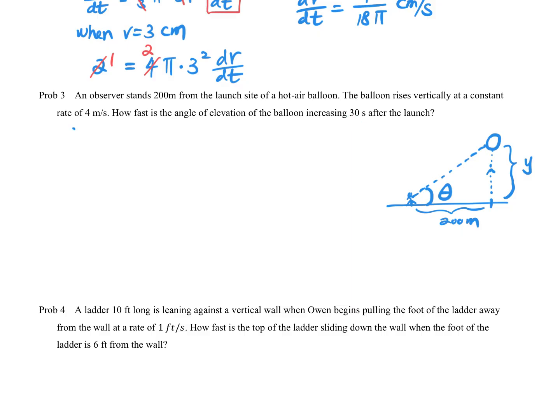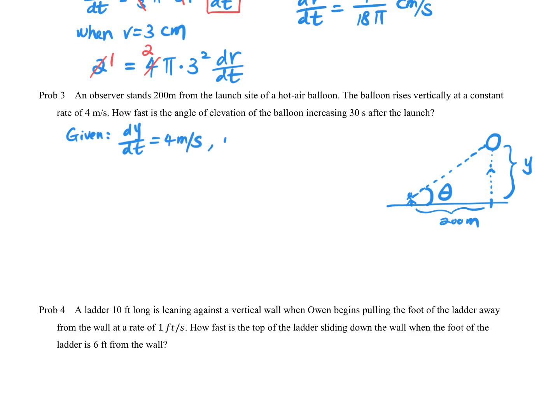So therefore, what's given? I'm going to introduce some variables here. We already introduced theta, we introduced the y. I think this is also changing as well, but for now, we don't really know whether we need that or not. We'll just see, okay? So for now, it seems like these two are sufficient. So given that dy/dt is equal to 4 meters per second.